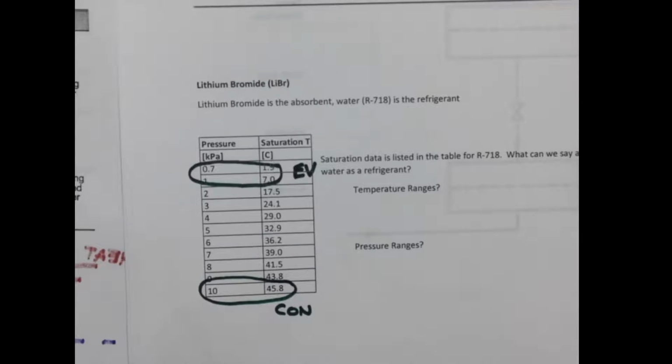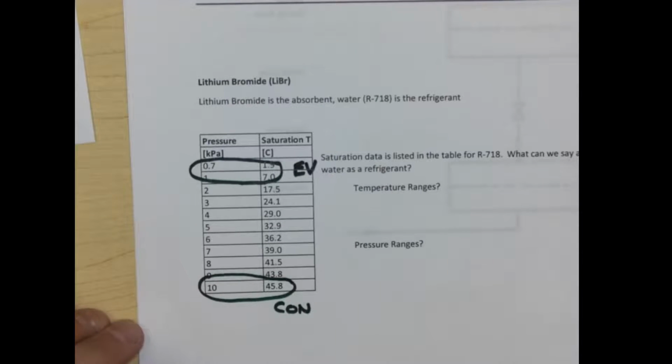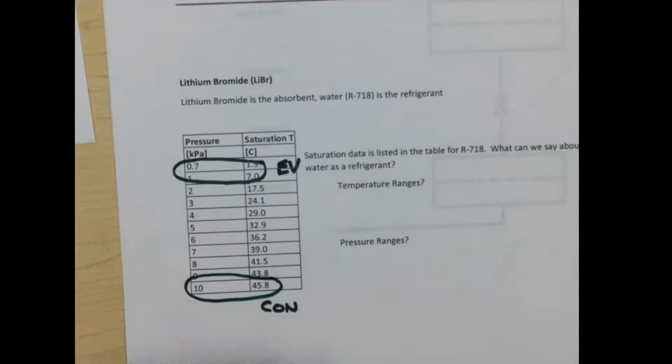So generally, 5 to 45 would be our temperature ranges, and our pressure ranges would be anywhere from 0.5 to 0.8 kPa, and then maybe 10 kPa on the high side. So very low pressures in terms of atmospheric conditions, but that's the scheme for these things to work.